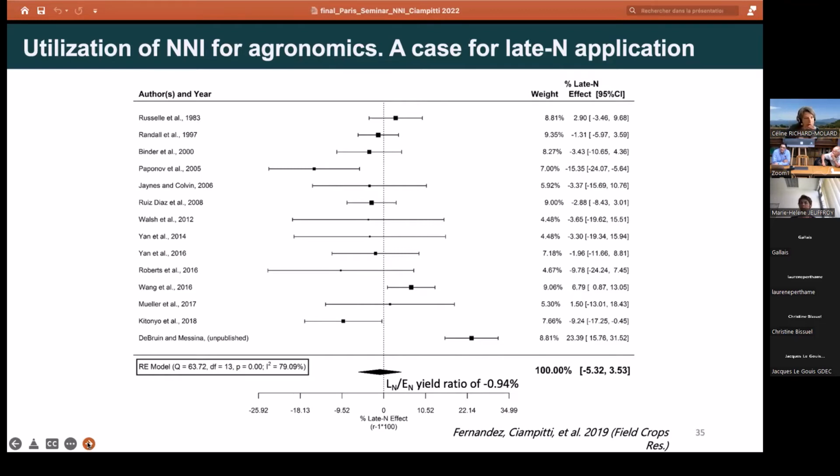And then we can calculate nitrogen nutrition index as an indicator of deficiency. Of course, when we look at all these studies, there were just a few that have N uptake at flowering.